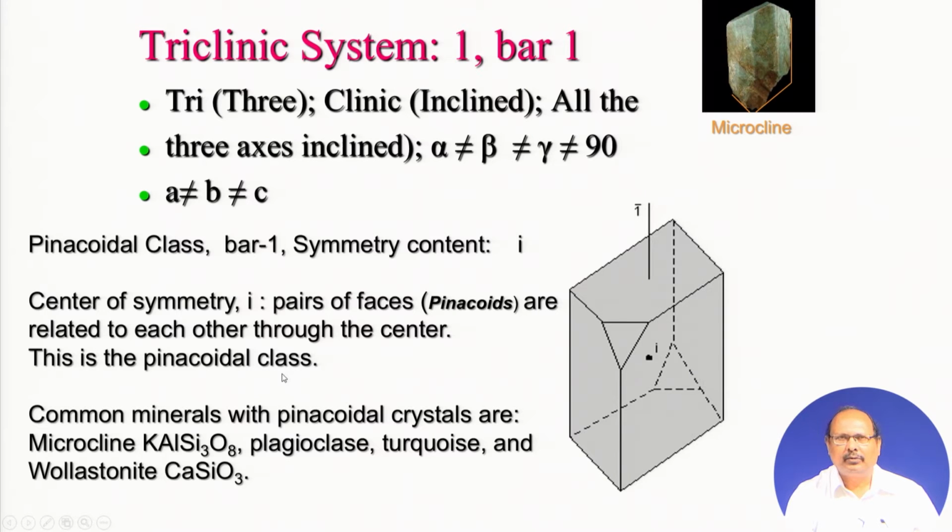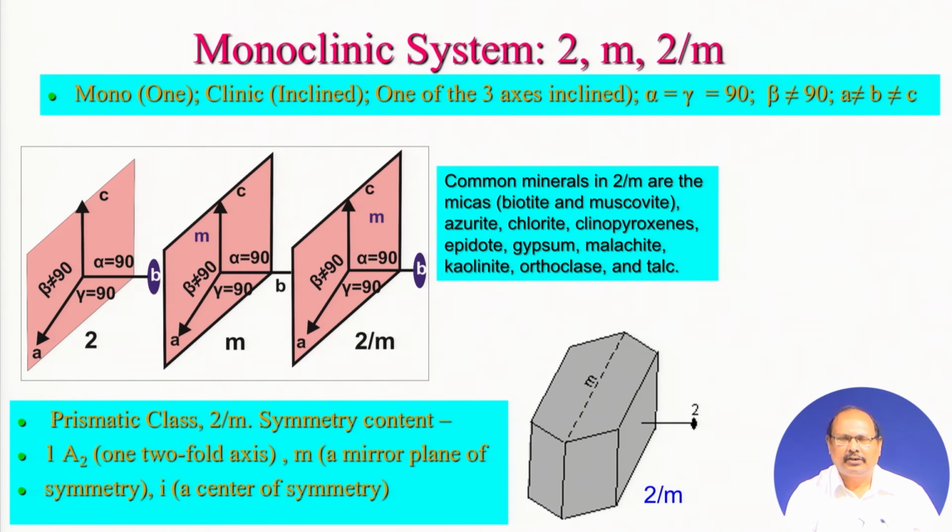Now, let us come to this crystal system called monoclinic, and under this crystal system there are 3 crystal classes here: 2, m and 2 over m. And what does monoclinic mean? Mono means 1, clinic means inclined. So, among the 3 crystallographic axes, one of the axes is inclined.